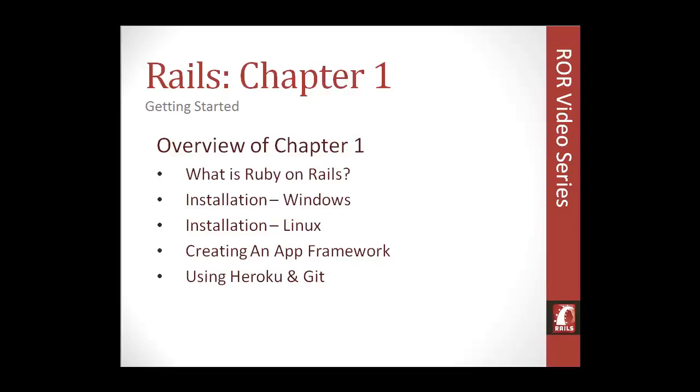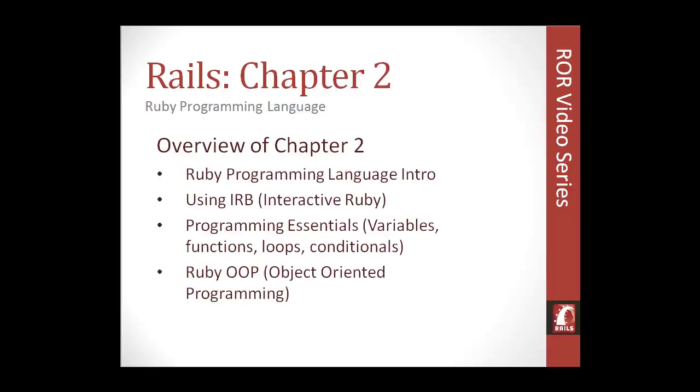We'll also be going over in chapter 1 how to create an app framework, because Ruby on Rails will generate the actual framework for us. It takes the work out of us having to create it. I'll show you how to start up an app and have it generate the folders and files. We'll also be using Heroku and Git for version control. That's basically the gist of chapter 1.